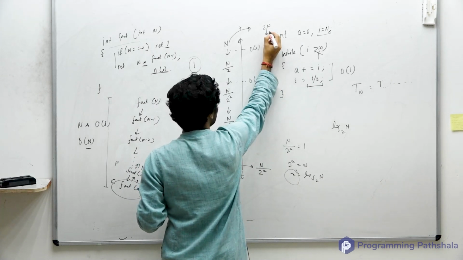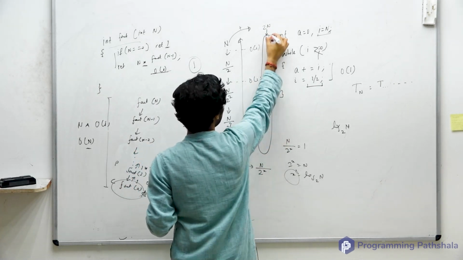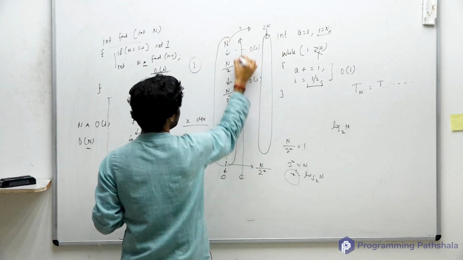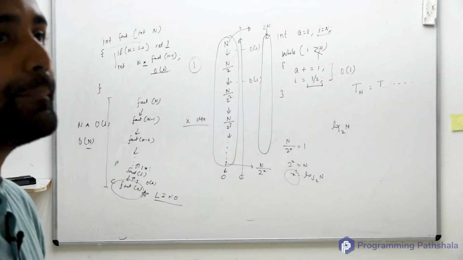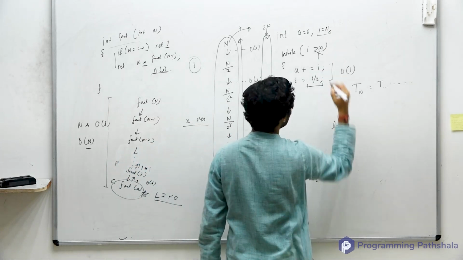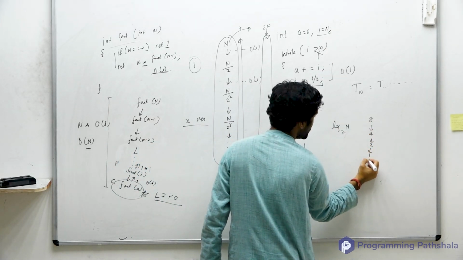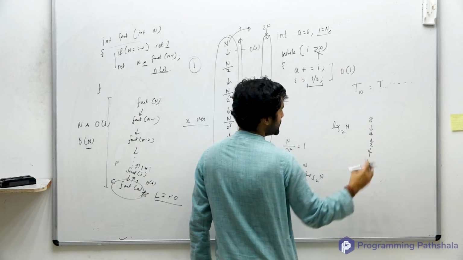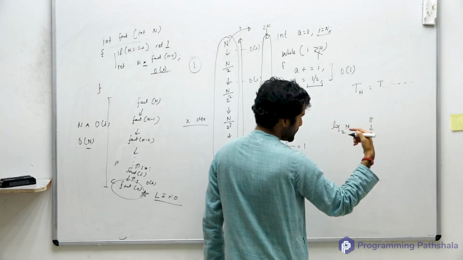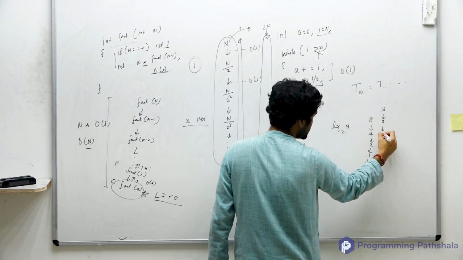In the first iteration, 2n will become n, and after that, whatever you get will be the carbon copy of this thing. So what is happening over here? I think this is very simple to understand. Let's say you had a value of n as 8. From 8 you will come to 4, then 2, then 1, then 0.